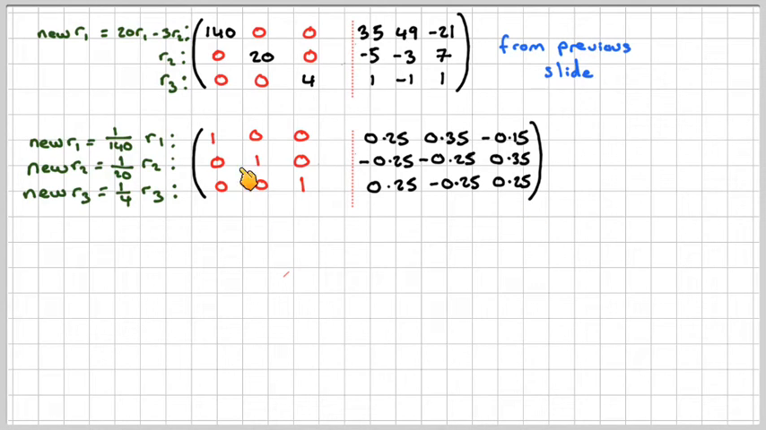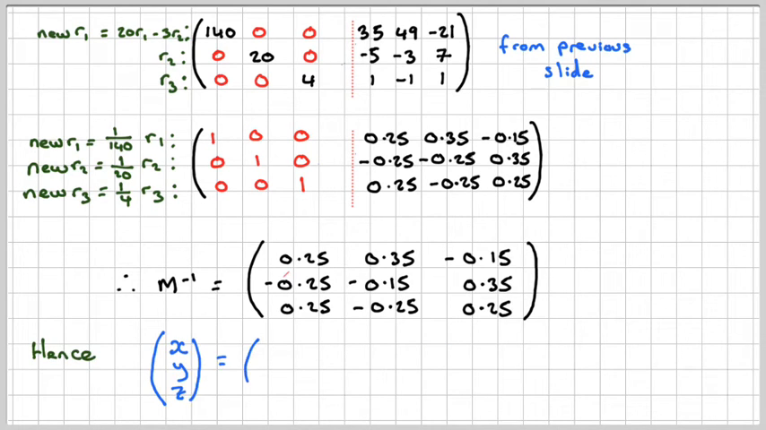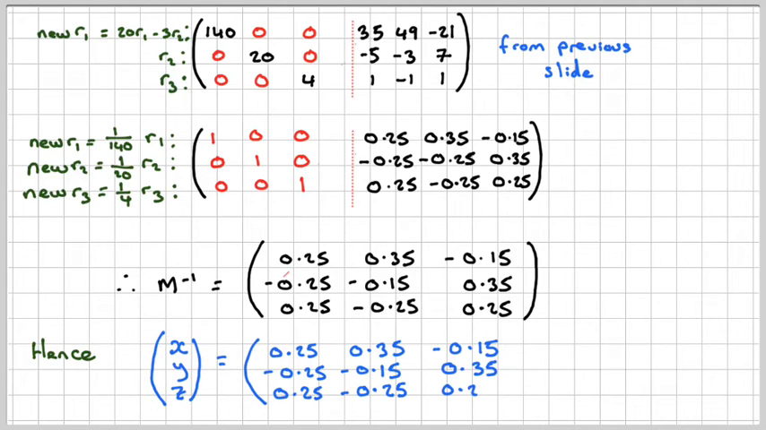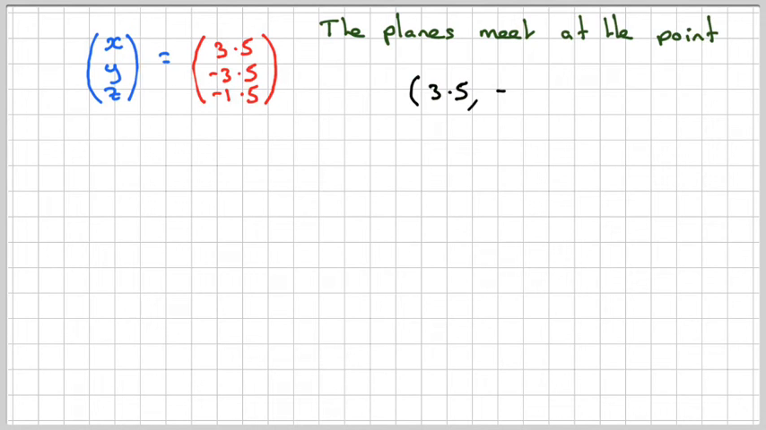Okay, so here we now have the identity matrix, and this now represents the inverse matrix. So we now have got the inverse matrix, so all we need to do is find x, y, z: take the inverse matrix, multiply it by the numbers on the end of the planes. That will give me x, y, and z, 3.5, minus 3.5, 1.5, and the planes will meet at the point 3.5, minus 3.5, minus 1.5.